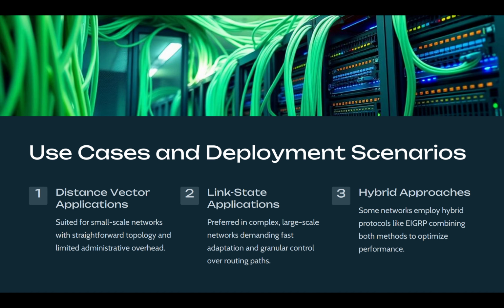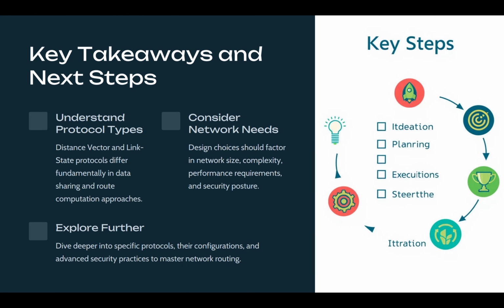If we look at the use cases, distance vector applications are suitable for small scale networks with straightforward topology and limited administrative overhead. Link state applications are preferred in complex large scale networks demanding fast adaptation and granular control over routing paths. If we look at hybrid approaches, some networks employ hybrid protocols like EIGRP, combining both methods to optimize performance.